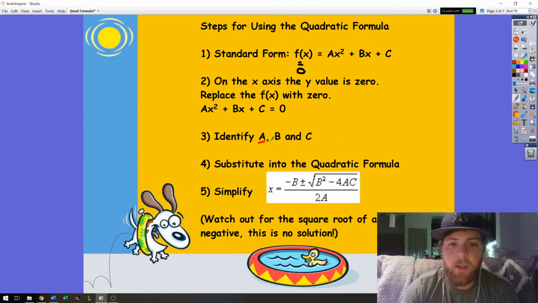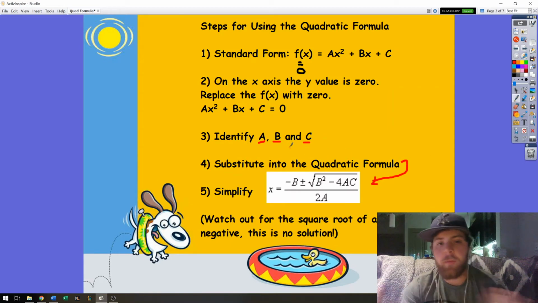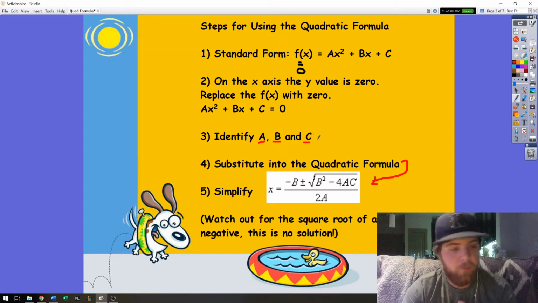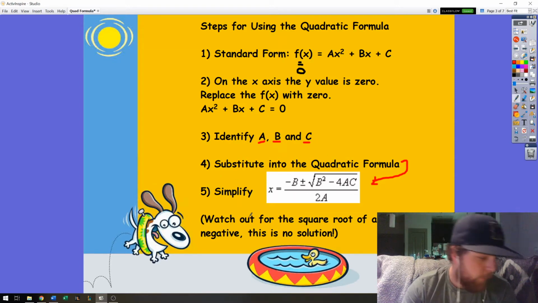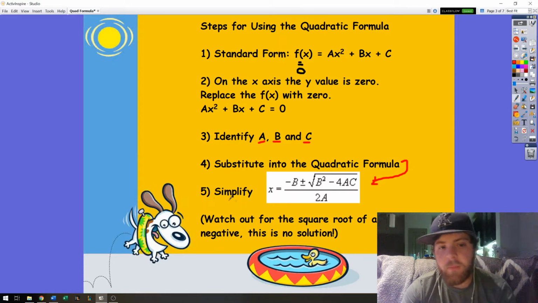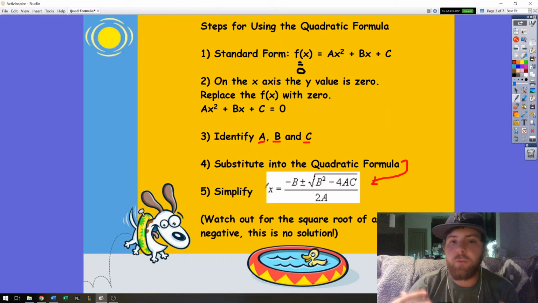So we can identify a, b, and c. That's step 3. And then once you do that, step 4 is going to be to plug that in to the quadratic formula. So we're going to take those values and just simply plug them in. Anywhere there's a b, you put the b. If there's an a, you put the a. If there's a c, you put whatever the c value was. Step 5 is to simplify. Then solve out the problem. Multiply it out and figure out what our two solutions could be.